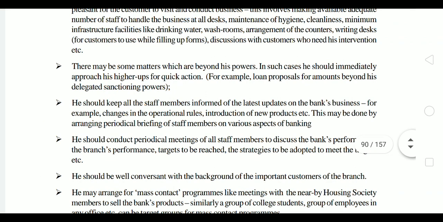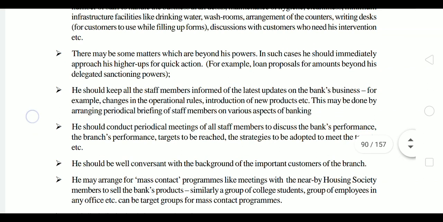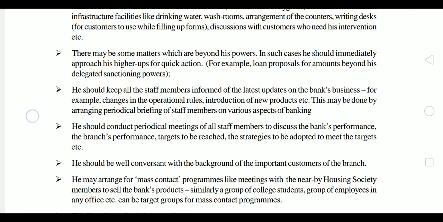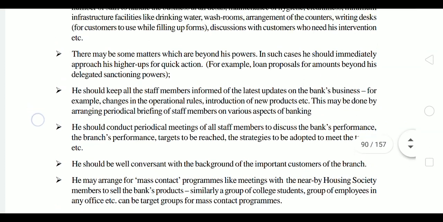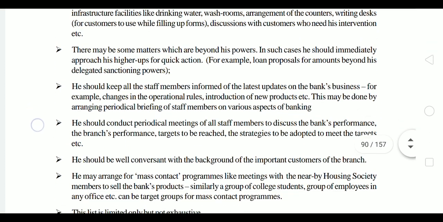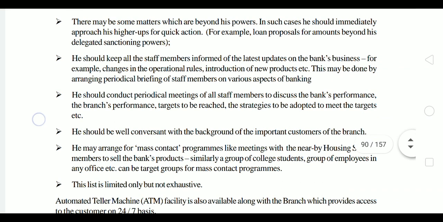Next, there may be some matters which are beyond his powers. It is not always possible that a branch manager can handle every possible query or every possible matter, but there are some matters which are beyond the power of the branch manager. So in that case, the branch manager should directly contact his head to come up with some solution to that problem, right?